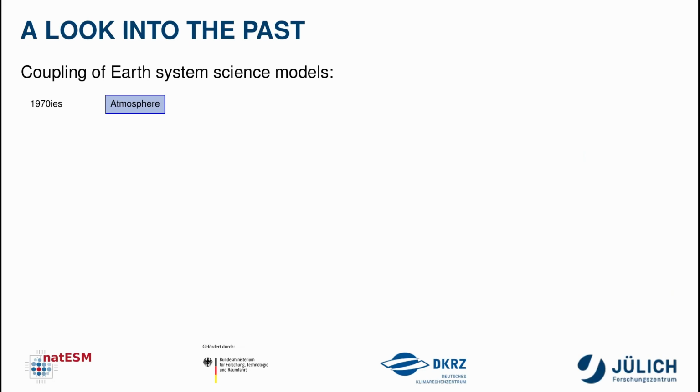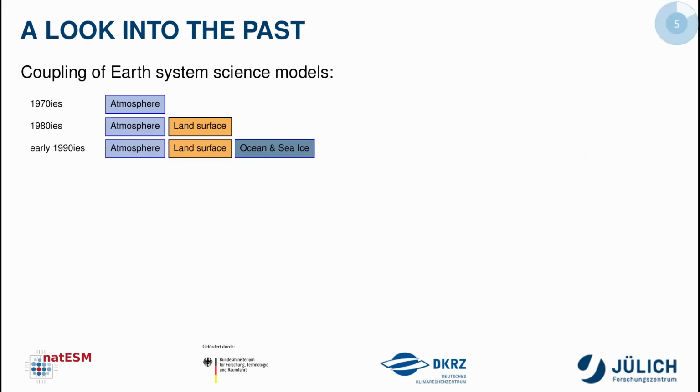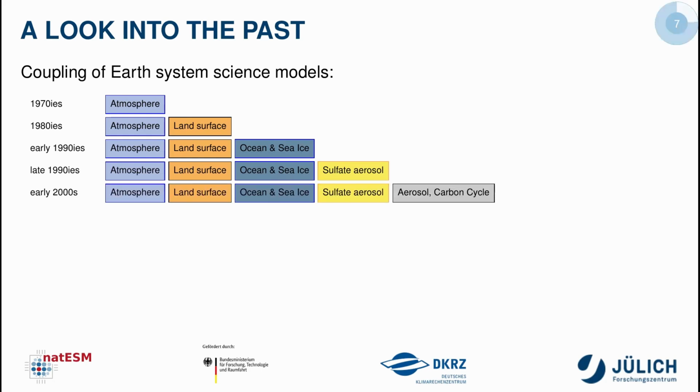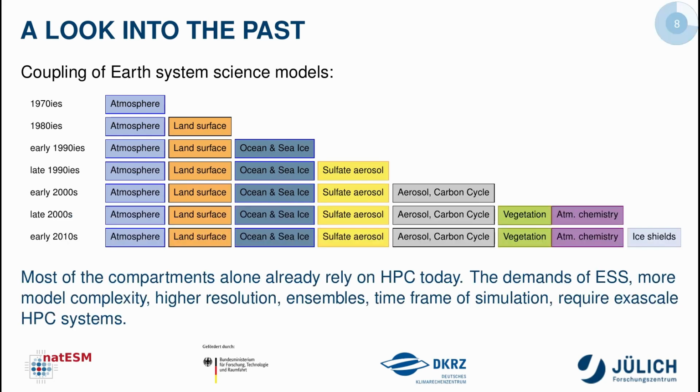Then it turned out, well, it's not only the atmosphere, we also need the land surface to do a reliable weather forecast, which was added in the 1980s. In the 90s, of course, most of the globe is covered by ocean, so ocean and sea ice were added. Later in the 90s, people also realized it's not only atmosphere, land, ocean, and sea ice, but also atmospheric constituents like sulfate aerosol, trace gases, other aerosol particles, and clouds that play an important role. And so the Earth system model was built up one by one.